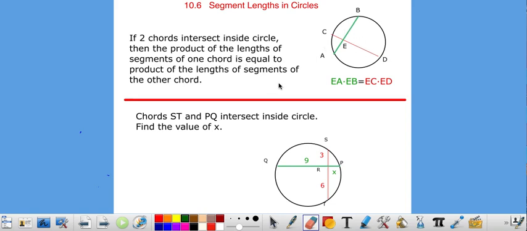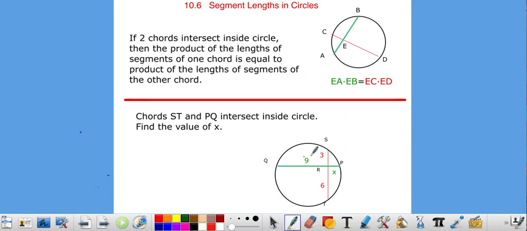So our first rule is the easier of the two. It says that if two chords intersect inside of a circle, then the product of the lengths of the segments of one chord is equal to the product of the lengths of the segments of the other chord. It's easier explained in the picture. When two chords intersect, if you look at this green segment AB, you break it up into an AE chunk and an EB chunk. And the same thing for the red chord, a CE chunk and an ED chunk. And what that's saying is that EA times EB is always equal to CE times ED. It's saying the products are equal, not that the lengths are equal.